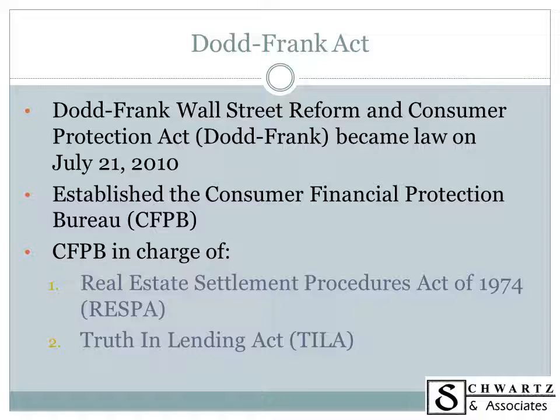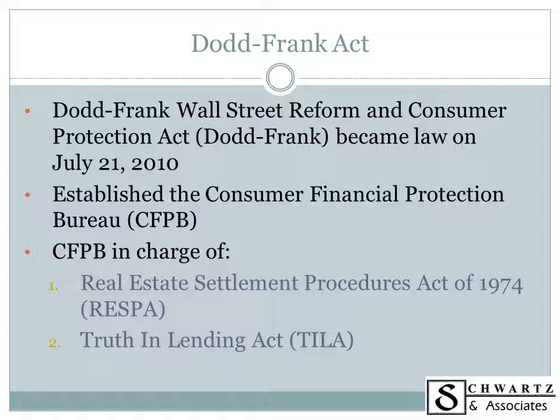institutions. To accomplish its mission of consumer protection, Congress put the CFPB in charge of the Real Estate Settlement Procedures Act of 1974, RESPA, and the Truth in Lending Act, TILA. Previously, these two laws were under the purview of two separate federal agencies. The Department of Housing and Urban Development administered RESPA, and the Federal Reserve Board was responsible for TILA.